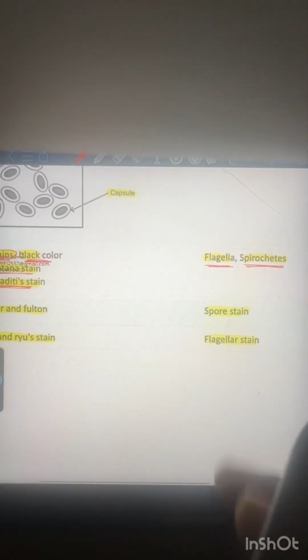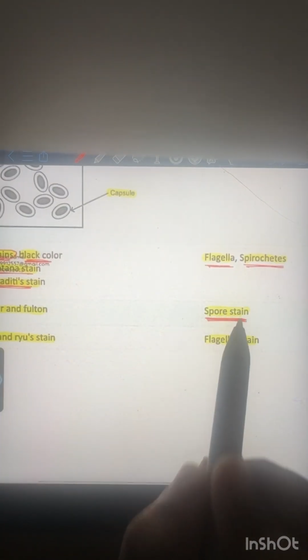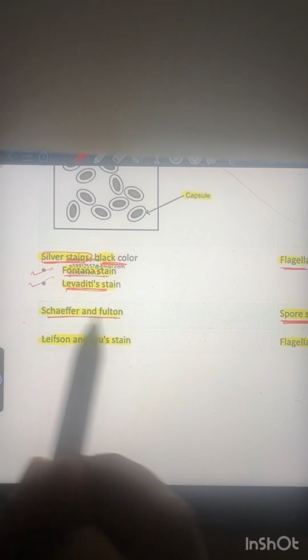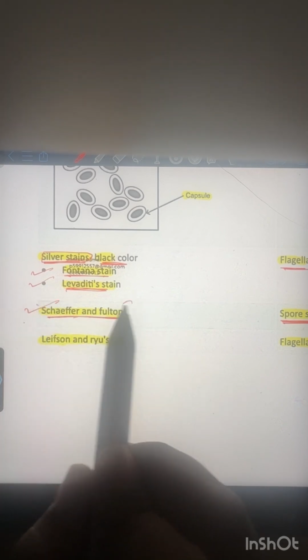What about flagella? For flagella, I've got you separately. You can see flagella has a lot of L's in it. Flagellar stain is going to be the Leifson and Ryu stain. So flagellar is going to be the Leifson and Ryu stain.